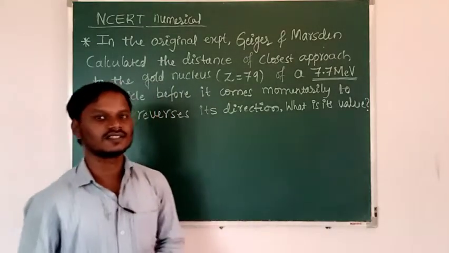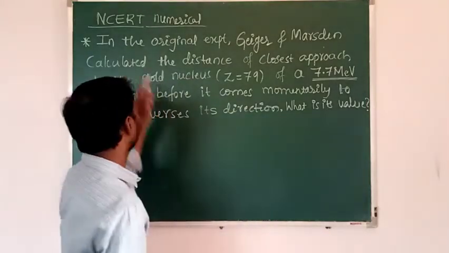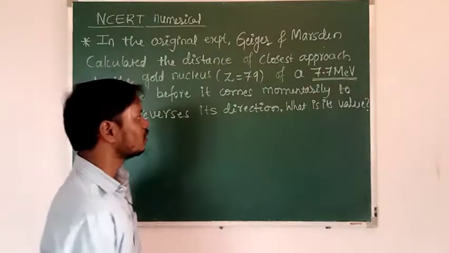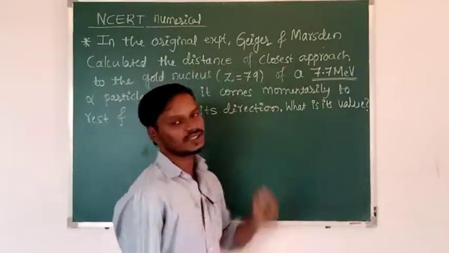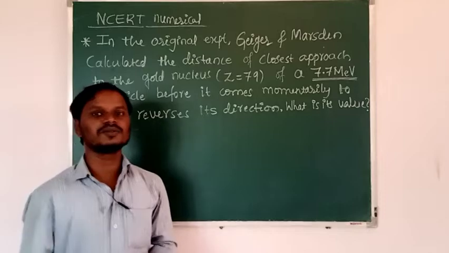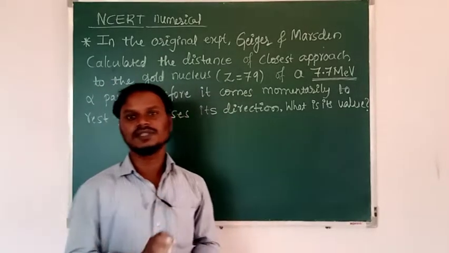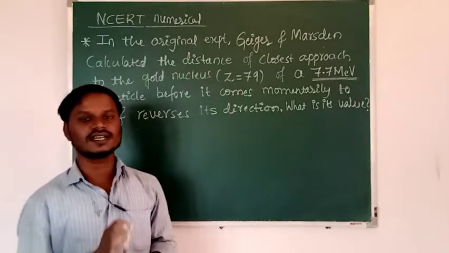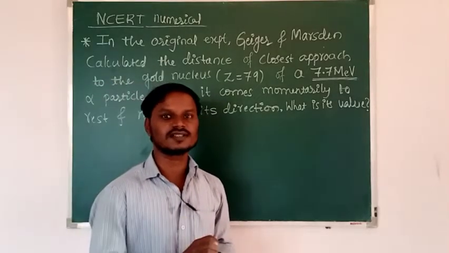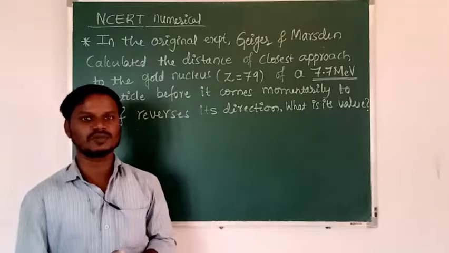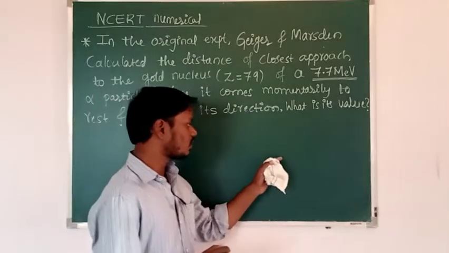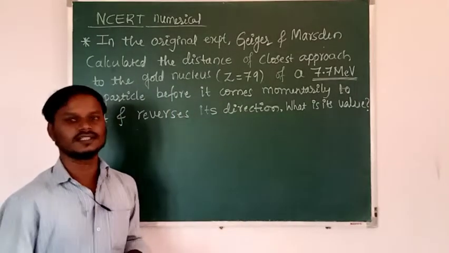Hello dear students. In today's class we are going to solve the NCERT numerical related to the distance of closest approach. Already you know what we mean by the distance of closest approach. It is the minimum distance from the nucleus at which the alpha particle experiences a large repulsive force and turns back by an angle of 180 degrees.